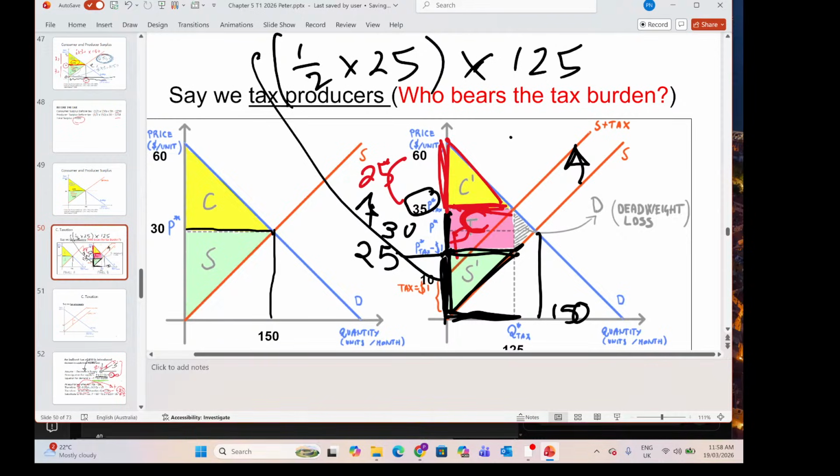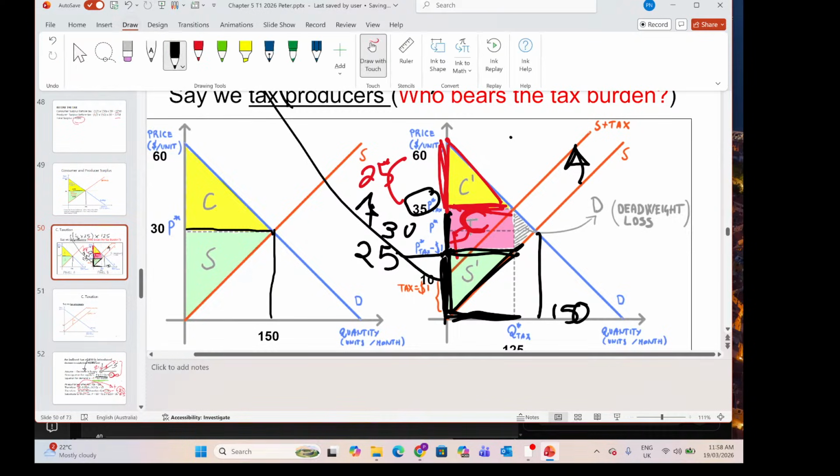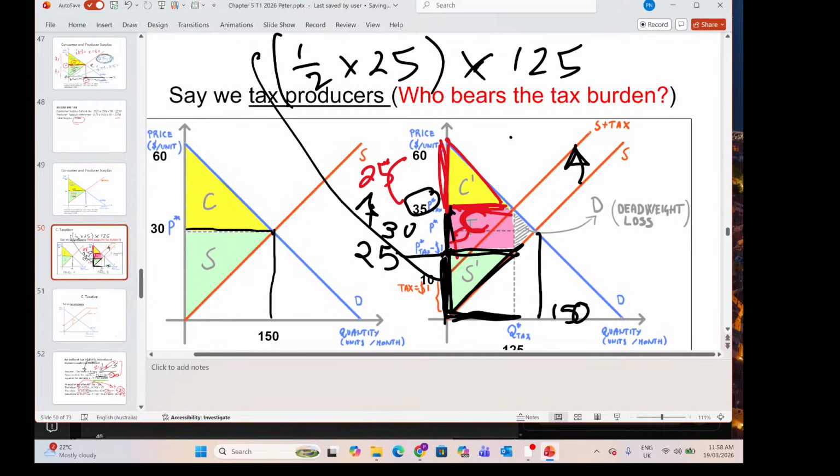What is the government surplus? Well, the government surplus is $10 a unit times 125, right? So if I want to know the government surplus, I simply say the output is 125 and the tax is 10, so I just add a 0, and that's the government's surplus.